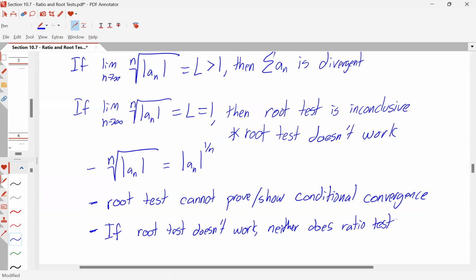In the next video, we will take a look at 4 examples of using the root test.